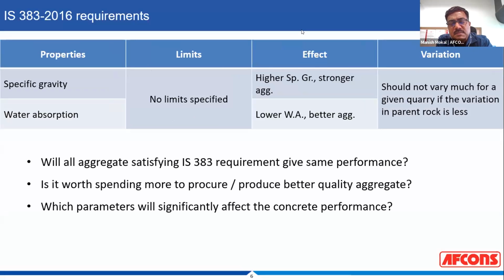There is a long range, a big range between which the values will vary. But if I say that the aggregate satisfies the requirements of 383, will it give the same performance all along? Is it worth spending more to procure or to produce a better quality aggregate? And which parameters will significantly affect the performance of concrete? Let us try to find the answers to these questions through some case studies.